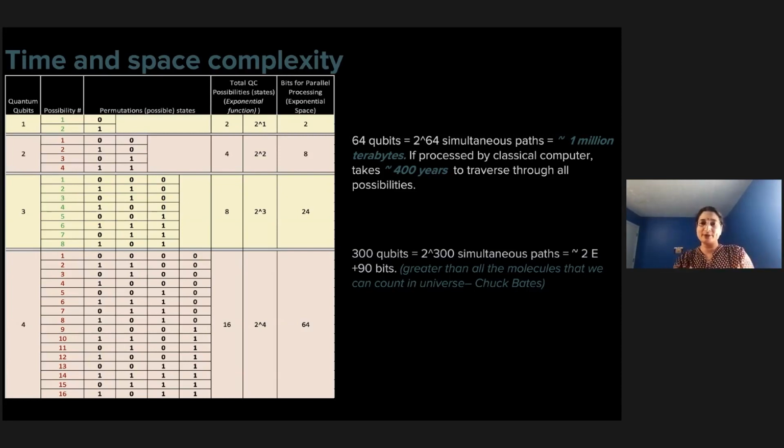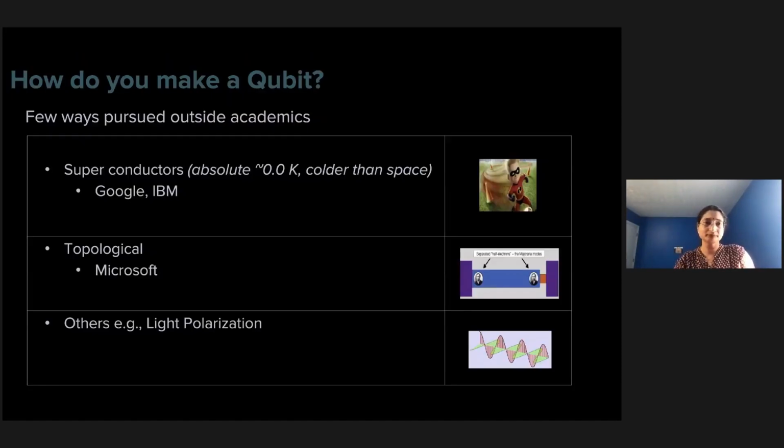And similarly, if you extrapolate further, 300 qubits would be equivalent to a number of states that's greater than all the molecules that we can count in the universe. And it would be 90 zeros after 2 if you represent that in bits. And I can't even imagine how many thousands of years that would take a classical computer to traverse through all these paths.